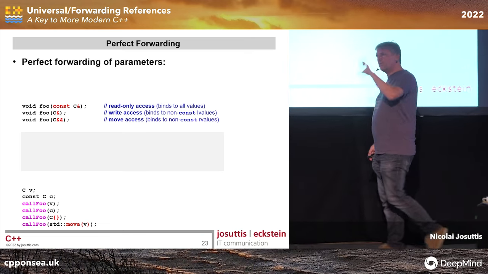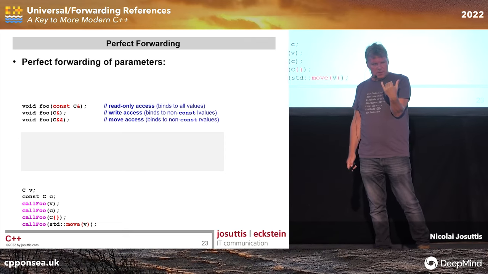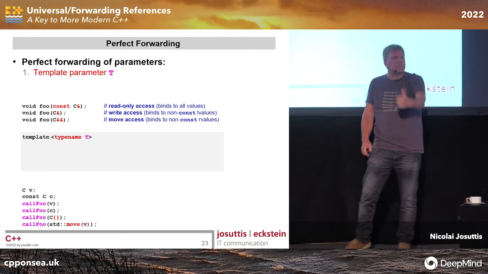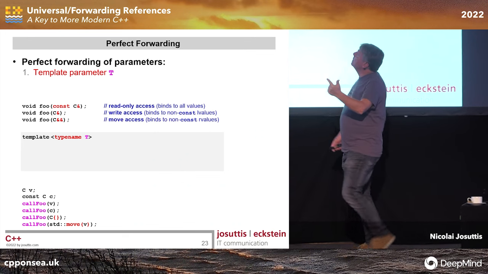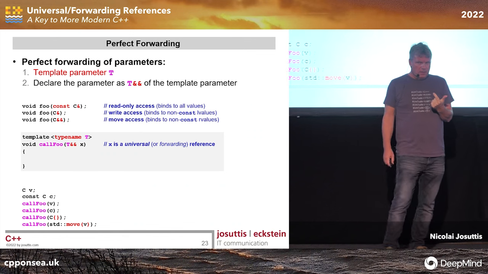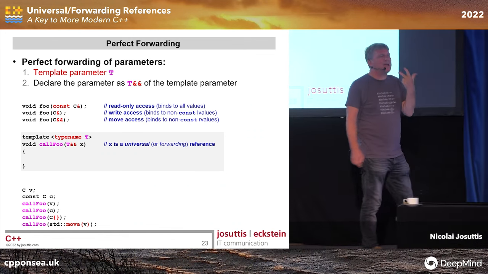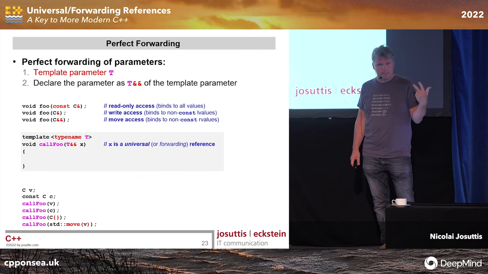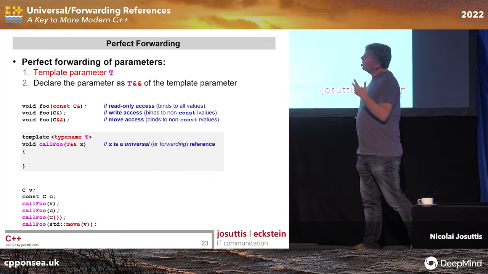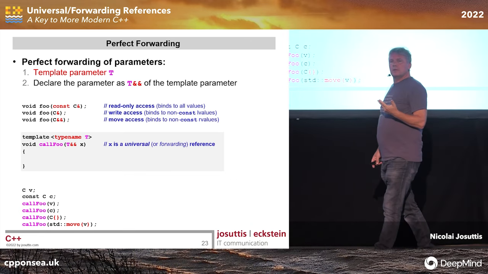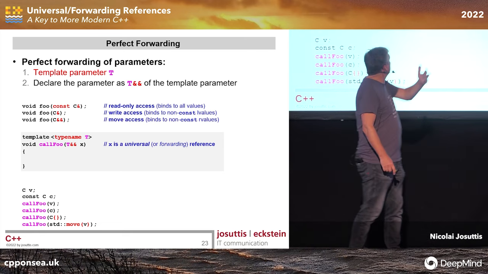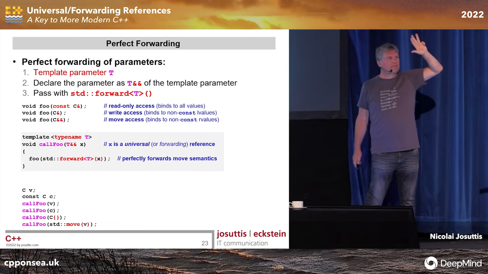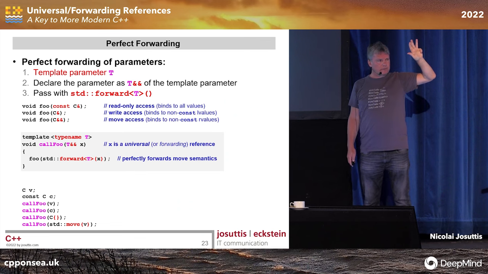How do you have one function perfectly forwarding something it gets to another function? And three things you need. First thing, you need a template parameter. Second, you have to declare a parameter with this template parameter as an R value reference. So you need an R value reference to a template parameter. A local template parameter, by the way, not somewhere else in the code. And then third, use forward. If you do these three steps, you have perfect forwarding implemented.